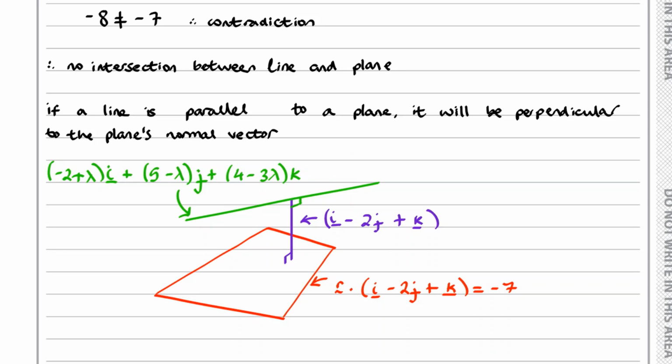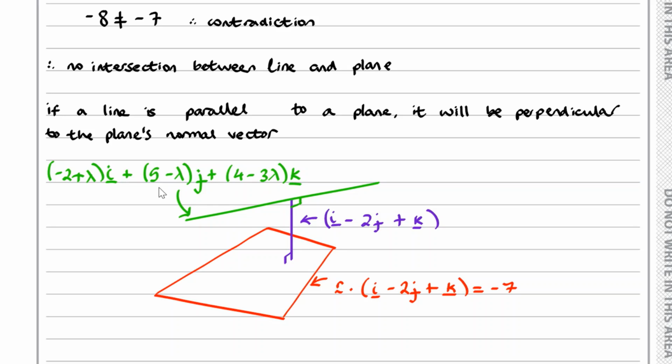So I've tried to illustrate this as best as I can. If you've got your plane, and then obviously here you've got your normal vector, and if you've got your line L, this line in green will be parallel to the plane if you've got 90 degrees between this normal and that line, and that will only occur if the dot product is equal to 0.